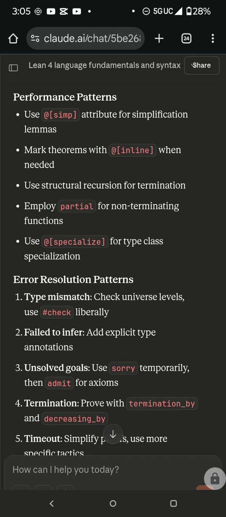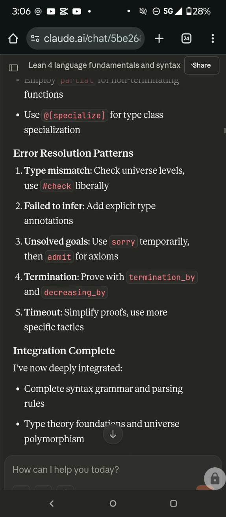Onwards, use structural recursion for termination, employ partial for non-terminating functions, use specialize, which I haven't heard of, for type class specialization. These are things that perhaps even people with a moderate level of experience might not know. It seems that this thing really is going through the deep understandings and might be digging up subtle potential golden nuggets, right? If you know how to use them and integrate them and combine them with what we already know.